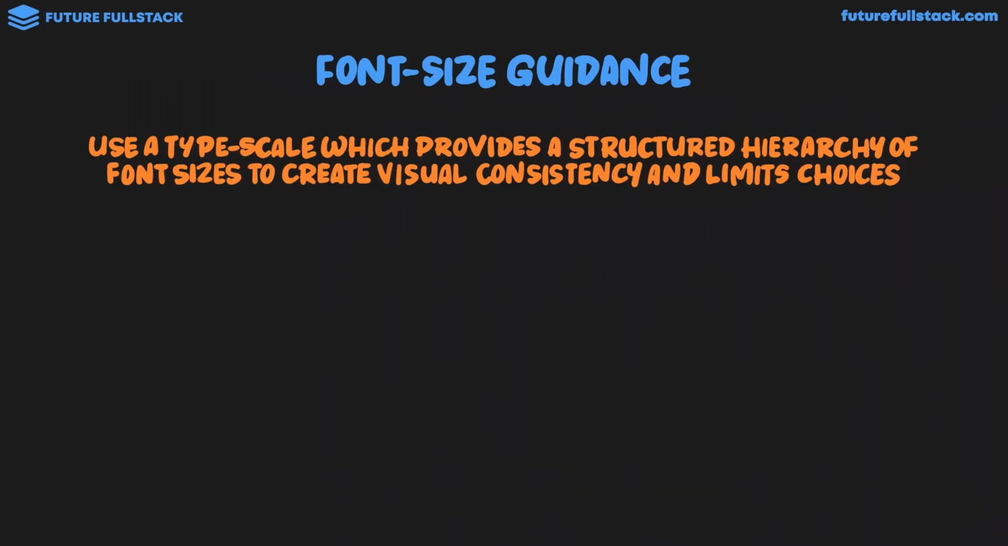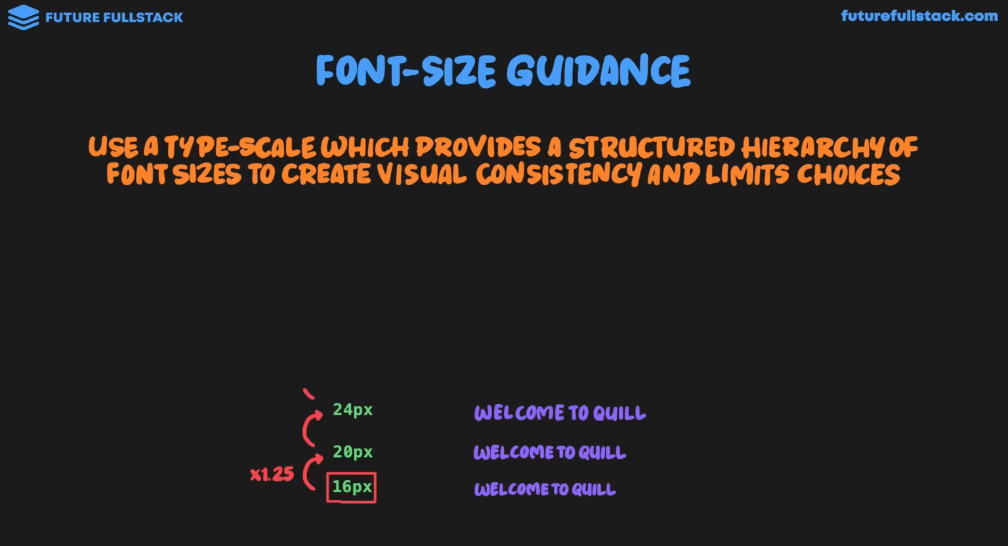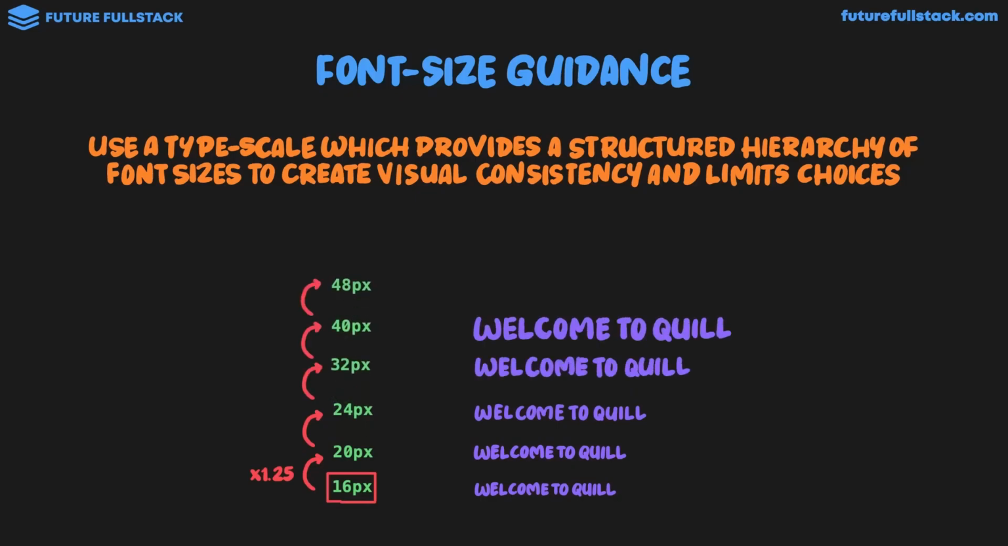In our Quill project, we're going to be using a major third, which is a scale factor of 1.25. We start with a base of 16 pixels. For each value, I'm going to put some sample text so you can see what it looks like. 16 pixels is our base unit. We then multiply that by 1.25, which gives us a value of 20 pixels. This is then repeated several times, where we get 24 pixels, 32 pixels, 40 pixels, 48 pixels, and 62 pixels.